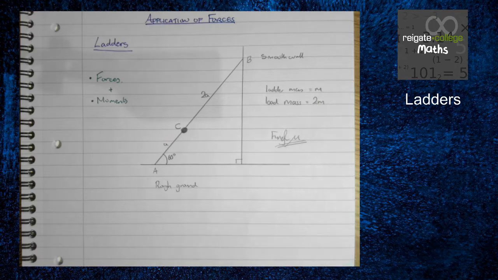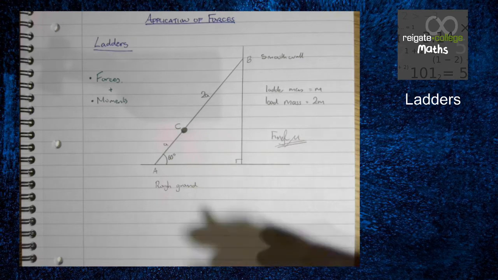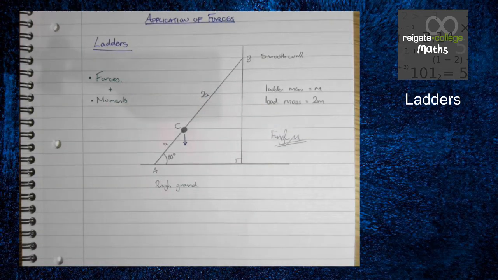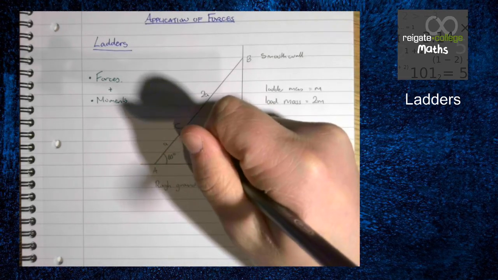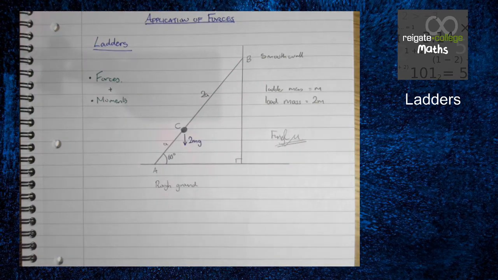So first off, let's do the easy ones. We know the ladder has mass m and the load has mass 2m. So we have a weight on the load. This could be a bucket or a person, whatever. They could make it a little bit more descriptive in the exam. We're just choosing not to. Mass times g, the weight of this load is 2mg.